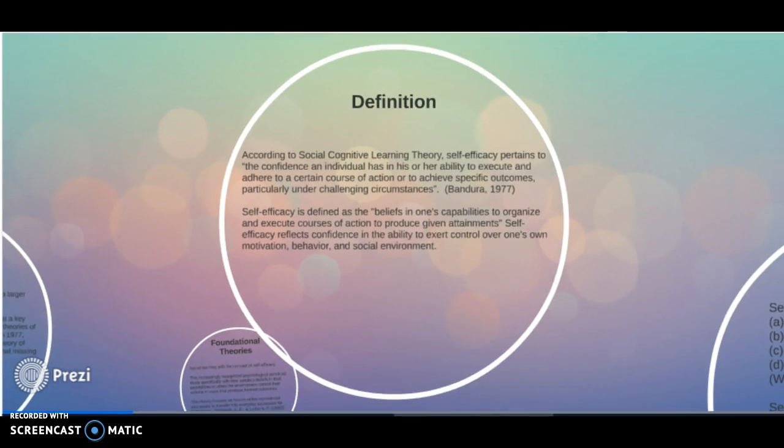So the definition is, according to social cognitive learning theory, self-efficacy pertains to the confidence an individual has in his or her ability to execute and adhere to a certain course of action or to achieve specific outcomes, particularly under challenging circumstances. Self-efficacy is defined as the beliefs in one's capabilities to organize and execute courses of action to produce given attainments. Self-efficacy reflects confidence in the ability to exert control over one's own motivation, behavior, and social environment. Basically, what it does is it helps us to have confidence in our abilities and our amount of control over certain things in our lives.